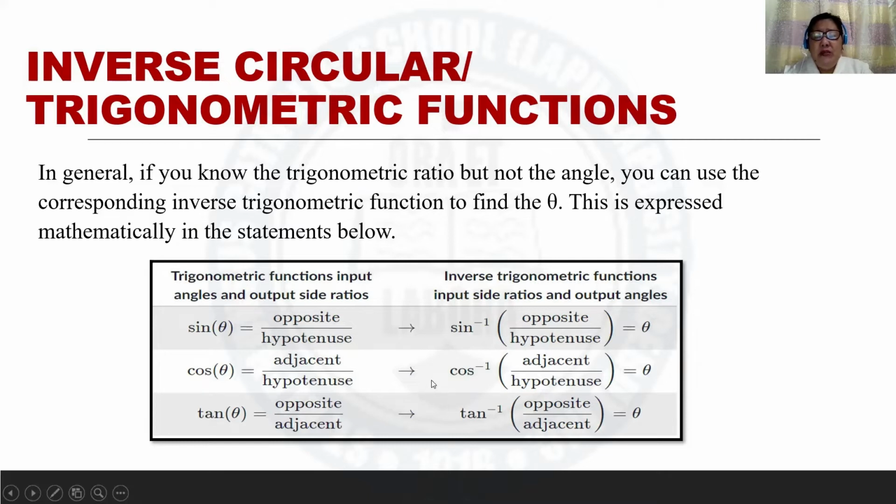For the inverse trigonometric functions, the inputs are side ratios and the output is the angle. So for sine to the negative 1, the input is the ratio opposite over hypotenuse, and it will give us the angle. Cosine to the negative 1, the input is adjacent over the hypotenuse, and it will give us the value of theta. And tangent to the negative 1, the input is opposite over the adjacent side, and it will result in the value of theta.